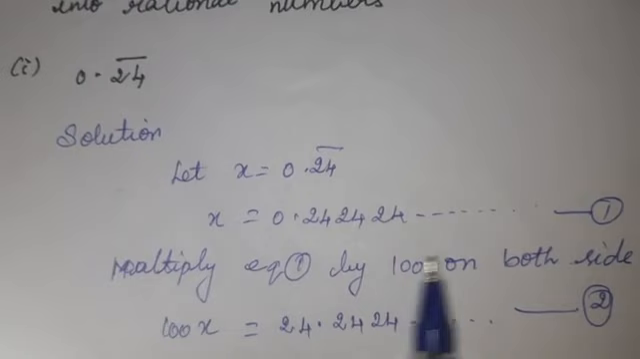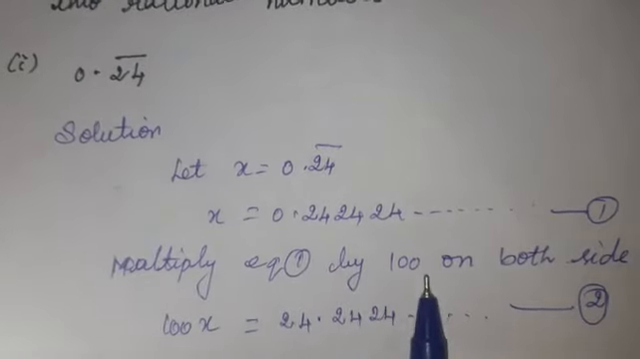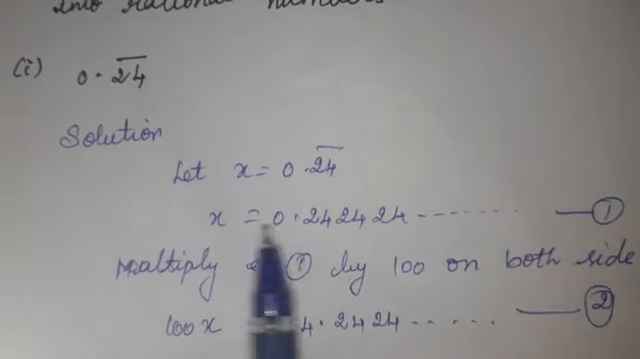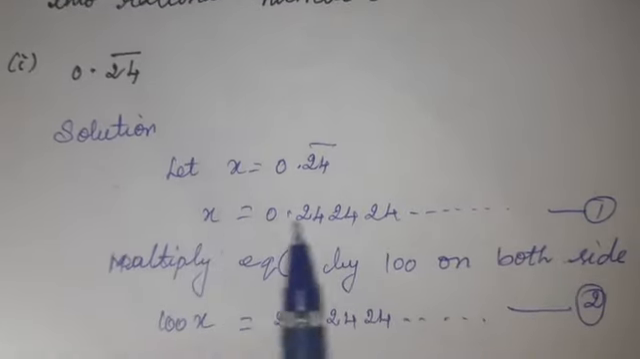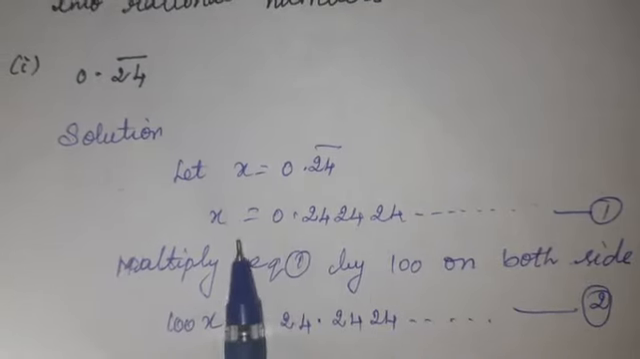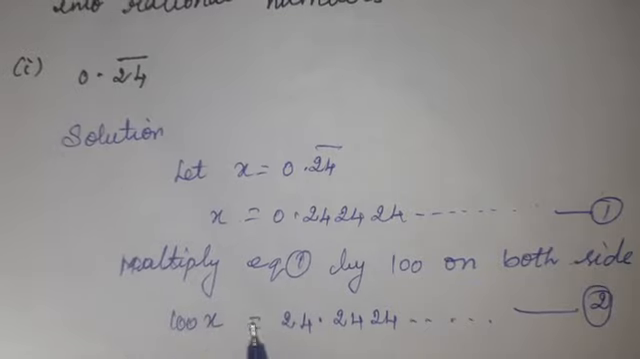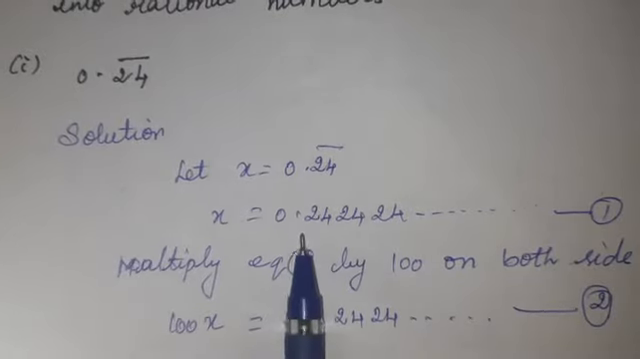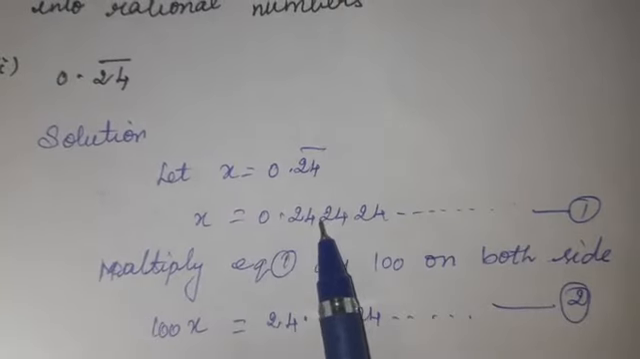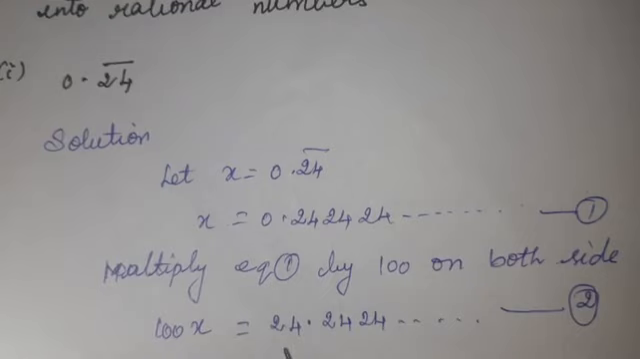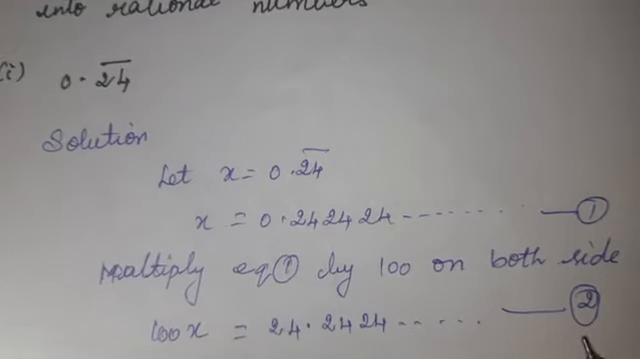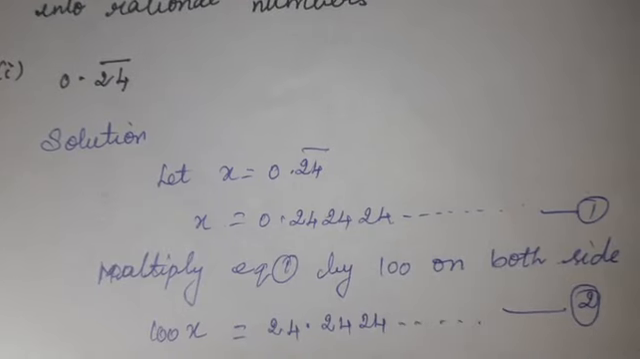Next, multiply equation 1 by 100 on both sides. Both sides means the LHS and the RHS, so we should multiply 100 on both sides. If I multiply by 100, you will get 100x is equal to, on this side, since it is a decimal, 2 digits will move when you multiply with 100. So I write 24.2424 etc. That should be marked as equation 2.